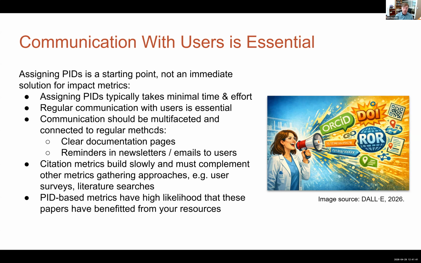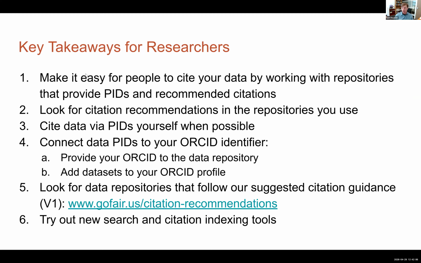They need to complement other metric gathering approaches, such as user surveys, literature searches that you might already be doing. The good thing about these PID-based metrics is you can feel confident that there's a high likelihood these papers have benefited from your resources. Again, doing a Google Scholar search that shows you 2,000 things that you can't actually investigate, you don't have a whole lot of confidence in what that is telling you. Next slide, Keith. So we're getting to the end here.